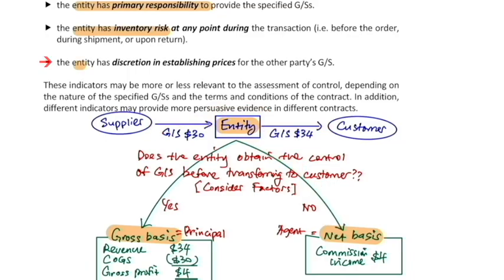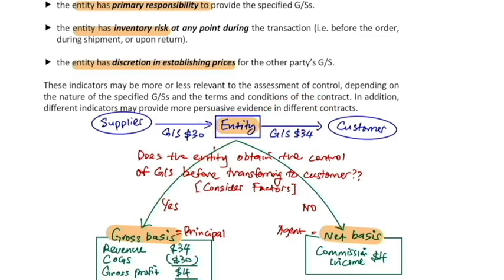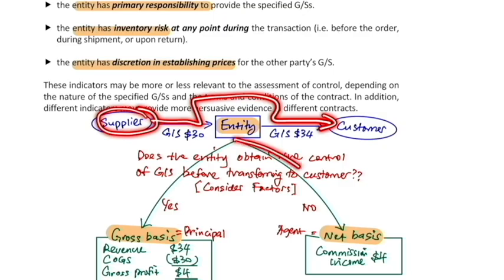Number 3. The entity has the discretion in deciding how much to sell, who to sell, and how to sell. The price of these goods and services, who to sell, how to sell, the entity is the one deciding. Then this indicates that the entity is a principal. But if the entity is only a party to assist the supplier in selling these goods and services to the customer, how much to sell, who to sell, in what form to sell, the supplier is the one deciding. This indicates that the entity is just an agent.